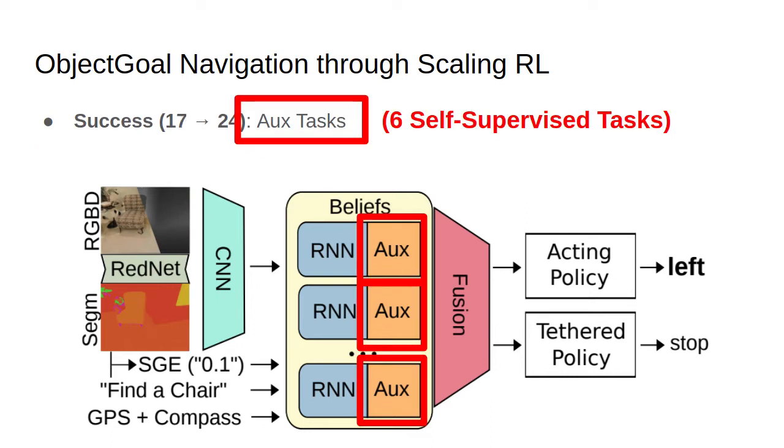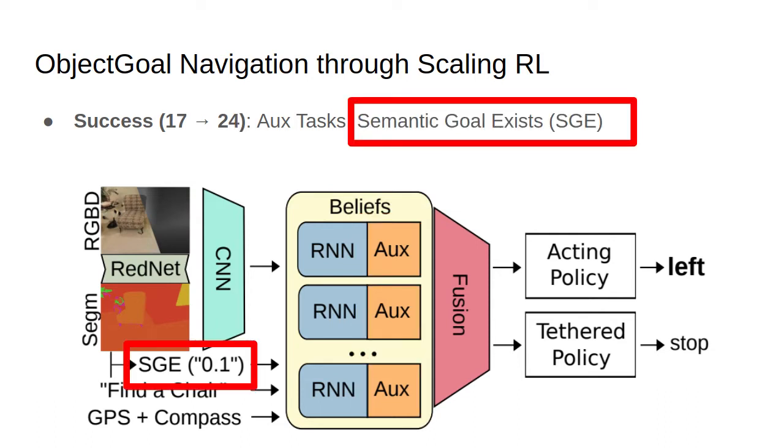Towards success, we first use 6 distinct self-supervised auxiliary tasks. These tasks build environment and action models and thus improve sample efficiency. We also incorporate semantic features, both directly through semantic segmentation that is either provided through ground truth or with a RedNet prediction model, and through a semantic goal exists feature which indicates how much of the frame is occupied by goal categories. In analytic policies, for example, similar features are used to explicitly decide when to navigate towards a sighted goal or when to explore. Note that during most of training, we use ground truth segmentation from the dataset.